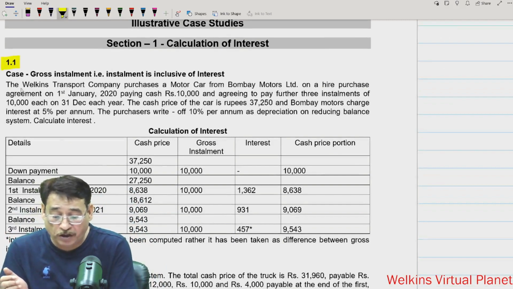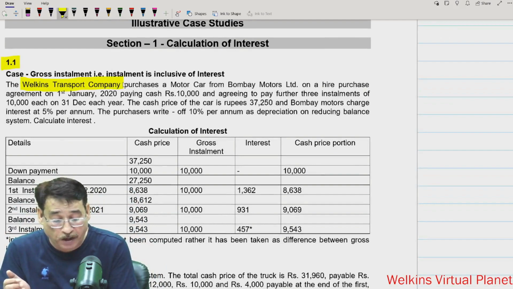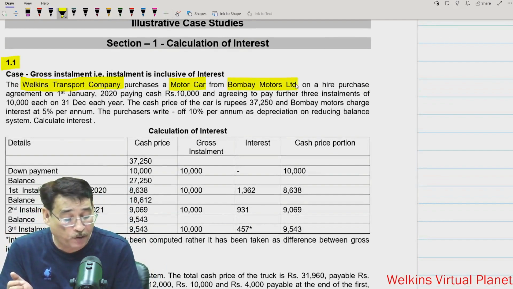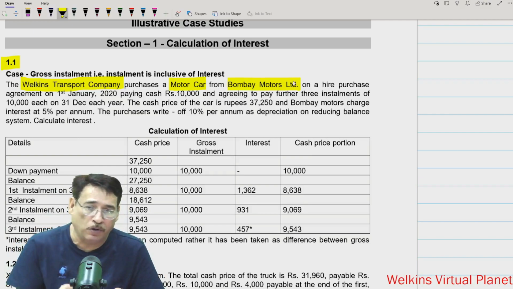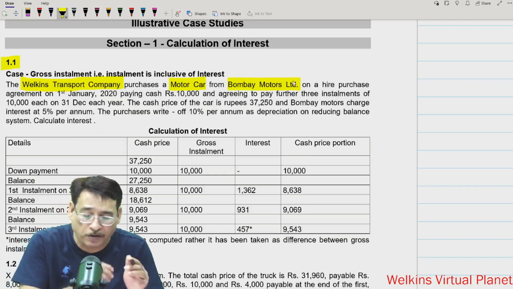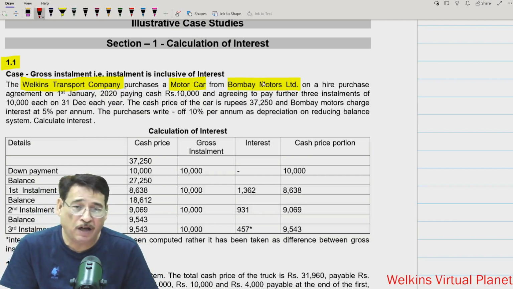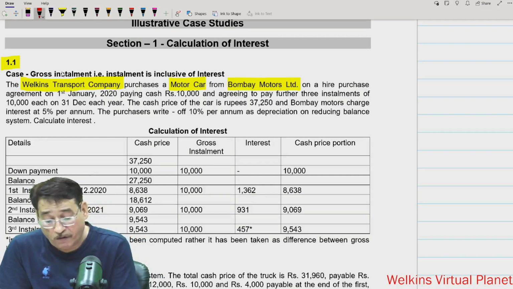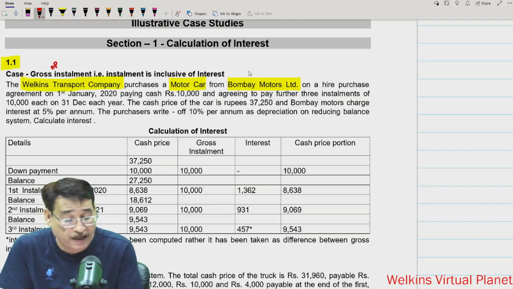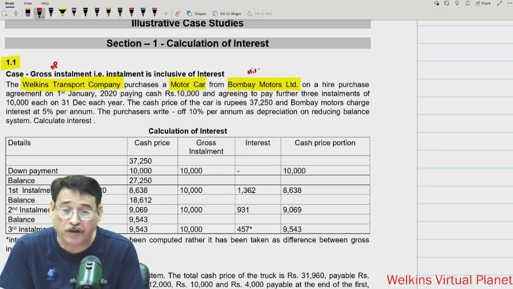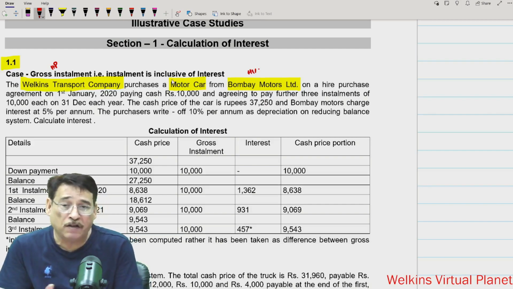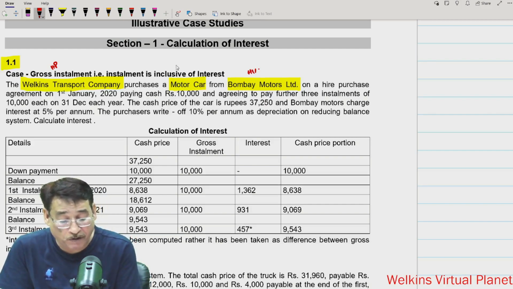In this particular question, it is written, Welkins Transport Company purchases a motor car from Bombay Motors Limited. Now, my first question to you, who is hire purchaser and who is hire vendor? Could you tell me who is the hire purchaser? Bombay Motors Limited is the hire purchaser? No, sir. Welkins Transport Company is the hire purchaser. Fine. And who is hire vendor? Bombay Motors Limited is the hire vendor. Which asset has Welkins Transport Company purchased? Sir, motor car. This is the asset which we have purchased.